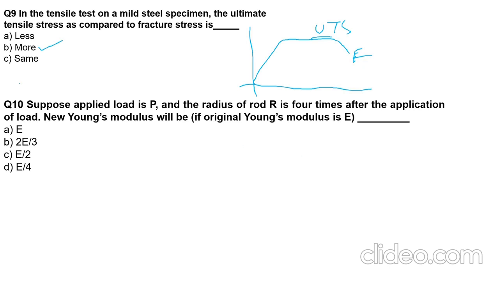Now we have another question that says, suppose the applied load is P, and the radius of your rod is 4 times after the application of the load. The new Young's modulus will be, if the original Young's modulus is E. So you have to say what is the right option. You are making some variation in the radius of your rod. Do you think the effect on your Young's modulus will be E, 2E, E by 3, E by 2, or E by 4? What will happen to your Young's modulus?